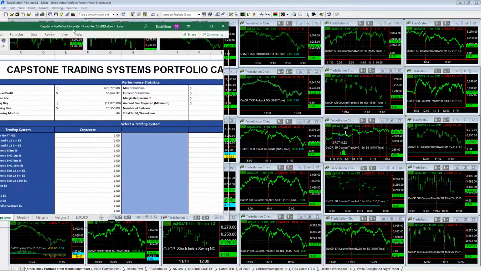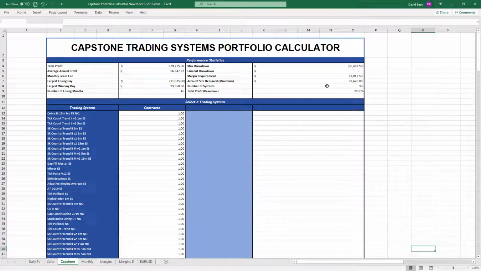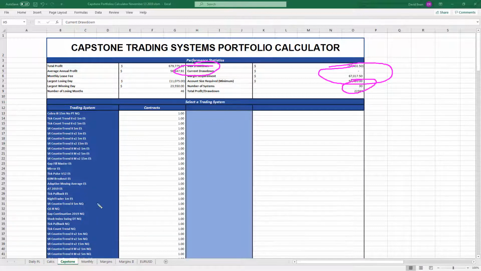And here is the spreadsheet for the stock index portfolio as of yesterday. You see this number right here, the current drawdown. When you see the current drawdown is 0, then you're at an equity peak, and that's with 30 strategies in the stock index portfolio. It includes the old AT 2019.